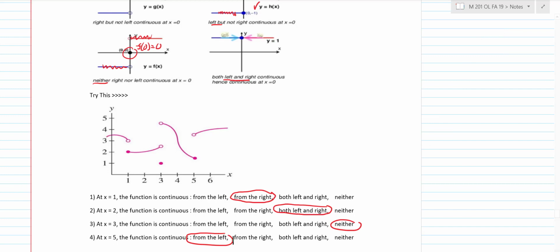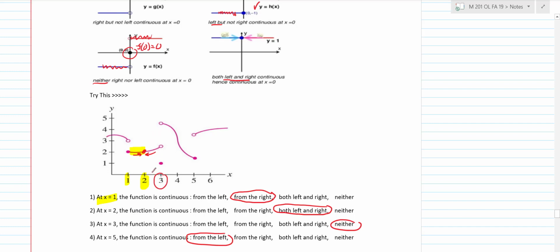Okay, so see what you got. At x equals 1, which is here, you're right continuous. The value of the right-hand limit is 2. The value of the function is 2. At x equals 2, you're really here, and again, the left-hand limit and the right-hand limit are the same as the function value. That one's continuous. That's both left and right continuous.